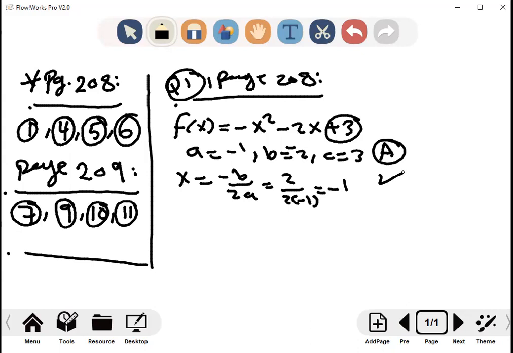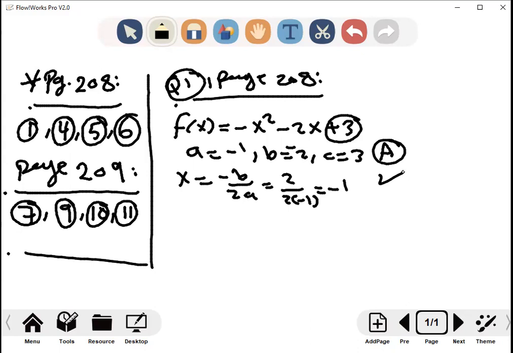Read the question. The question wants you to choose which one of these is the graph of this one. Not B, it's A, because we found the vertex at minus 1. Here the vertex is at 1, and here the vertex is at minus 1. So part A is the correct solution. Select A, not B. Okay?